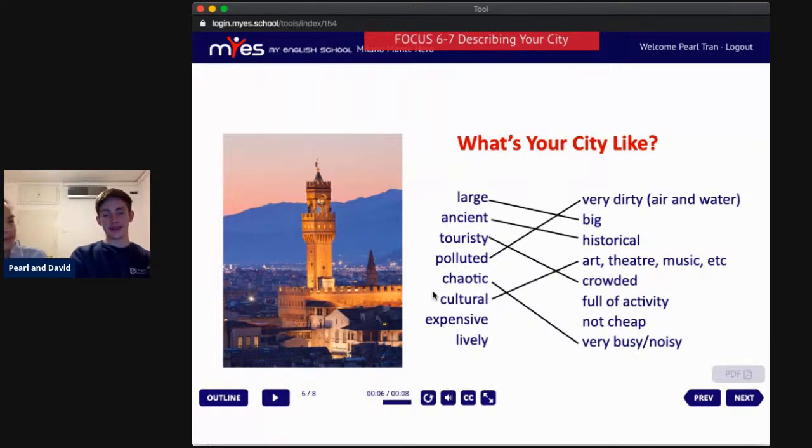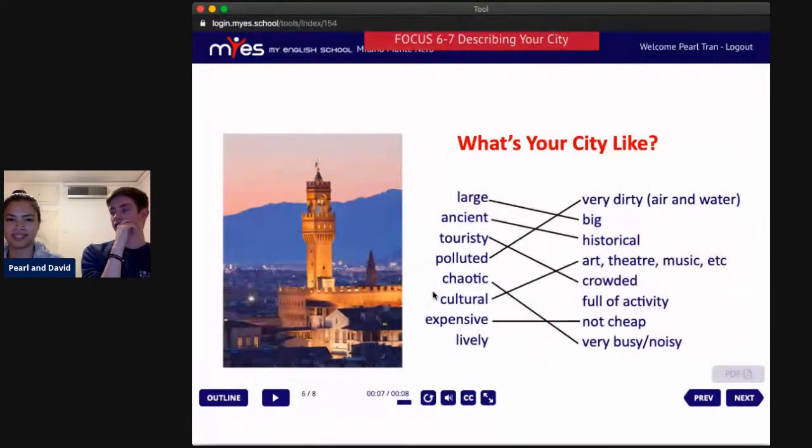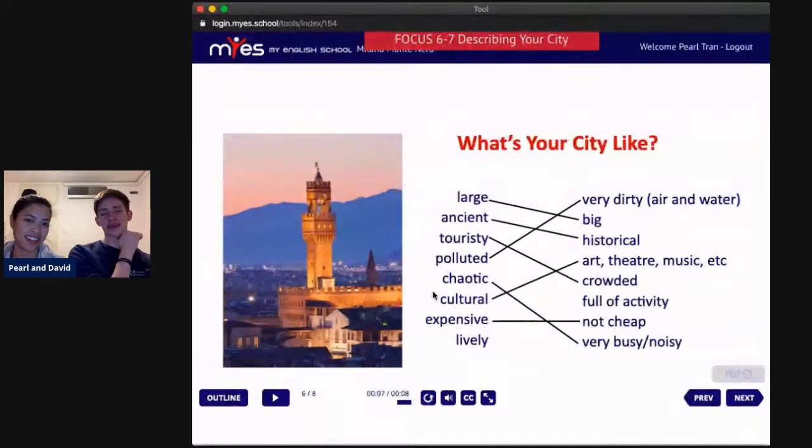Expensive. We spoke about this before. So the taxi is very expensive. A synonym for expensive is... It's quite simple. Not cheap. You know, that is easy. And so lively. Ooh, very difficult one there. It's a hard one. The last one is always the most difficult. Lively. It means full of life or full of activity. Milan is very lively.